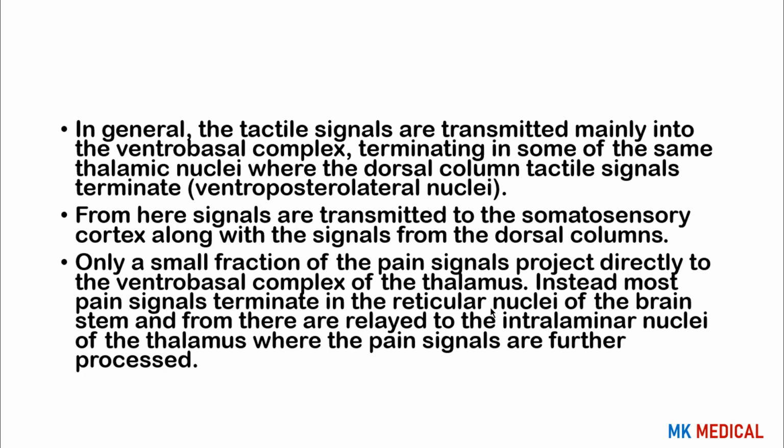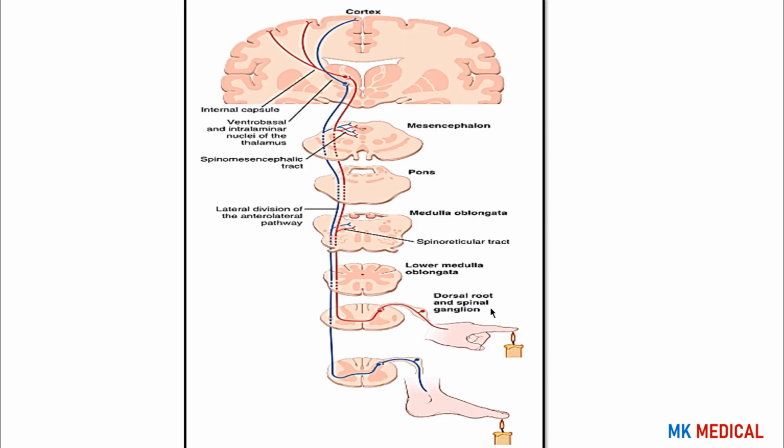Then there's only a small fraction of pain signals that are projected directly to the ventral basal complex of the thalamus. Most pain signals are going to be terminating in the reticular nuclei of the brainstem, and from there they can relay to the intralaminar nuclei, and so it means that pain can be processed at the level of the thalamus. I think I alluded to this much earlier on during the course of this review lecture.